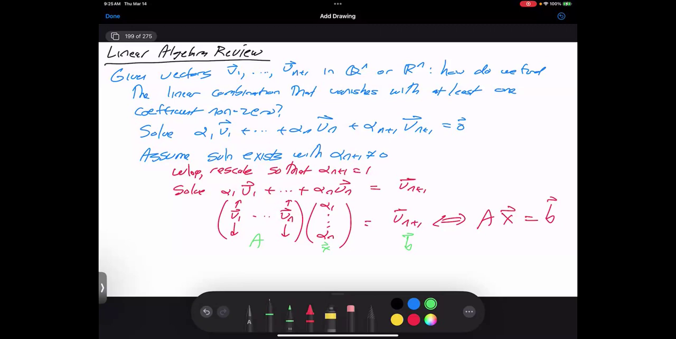If you're trying to solve AX equals B, if A is invertible, then X is just A inverse on B. And that's how we can solve things. If A is not invertible, then we have some trouble.